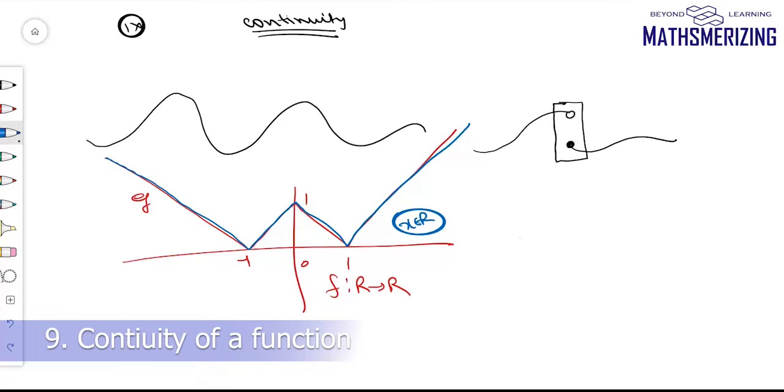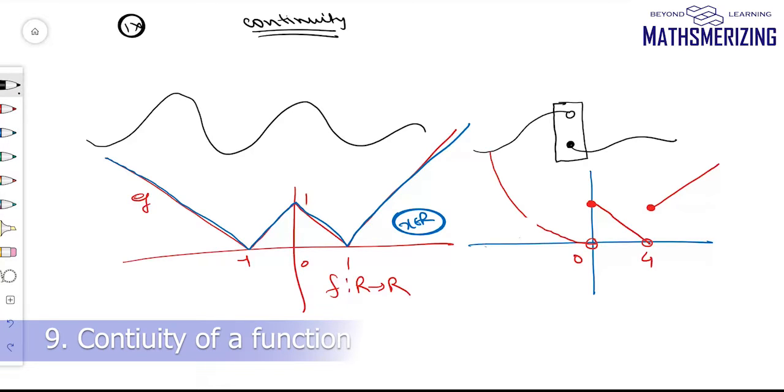Now what about this one? If I try and draw this graph, my pen is going to lift at x equals 0. And if I draw it again, my pen is going to lift at x equals 4. So that means this function is discontinuous at x equals 0 and x equals 4.